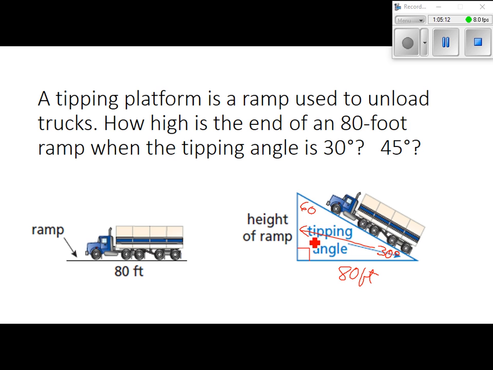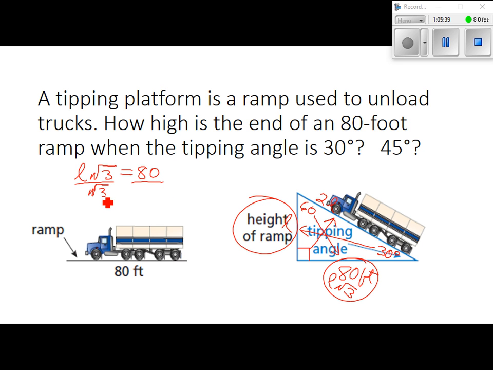The side across from the 30 degree angle gets labeled L. The side across from the 60 is L times the square root of 3, and that side is 2L. All we care about is what L is, because that's the height of the ramp. This is the equation we're going to set up: L times the square root of 3 equals 80. What do you do to solve for L there? Somebody grab your calculator and give me the decimal answer.